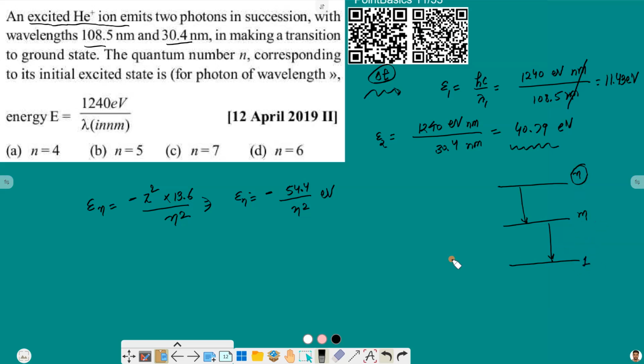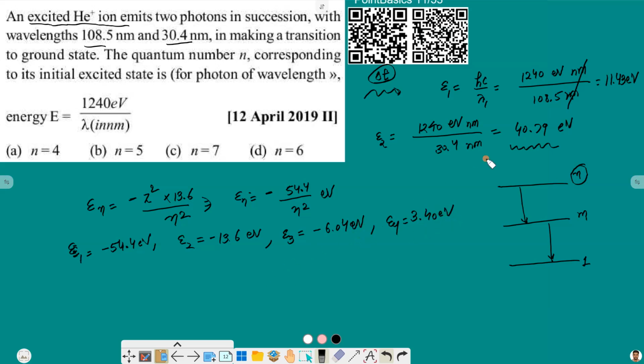So for the first level, for this helium positive ion, the energy of the first level E1 will be minus 54.4 electron volt. For the second level, this will be 54.4 divided by 2 square, that is 4 basically, and that will give us minus 13.6 electron volt. And for the third level, similarly, we will get minus 6.04 electron volt. For the fourth level, we will get minus 3.4 electron volt.